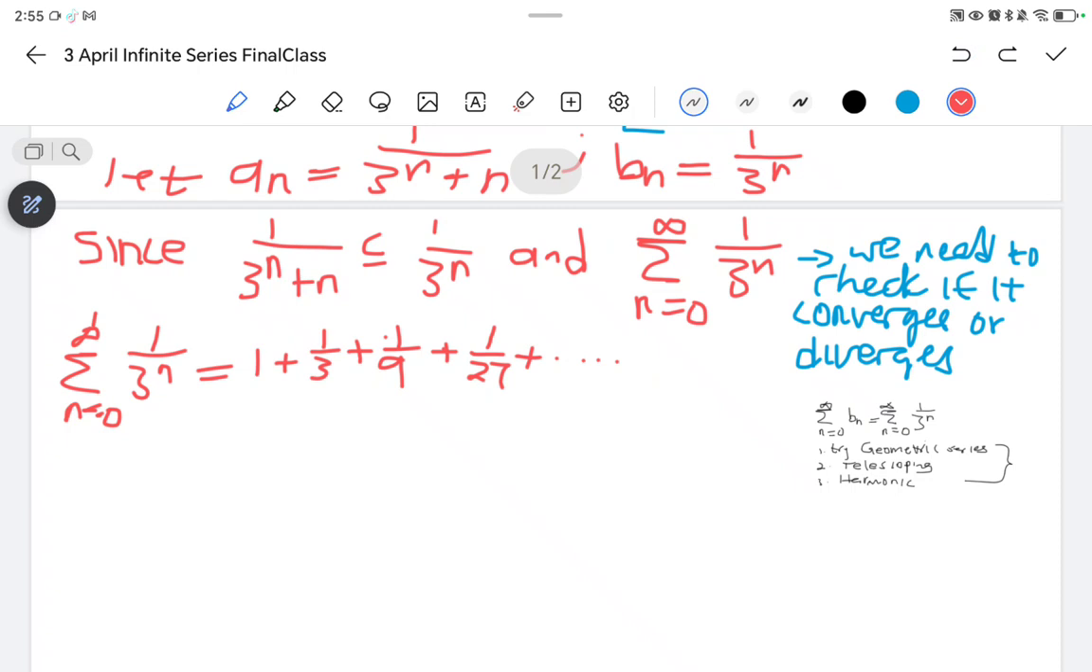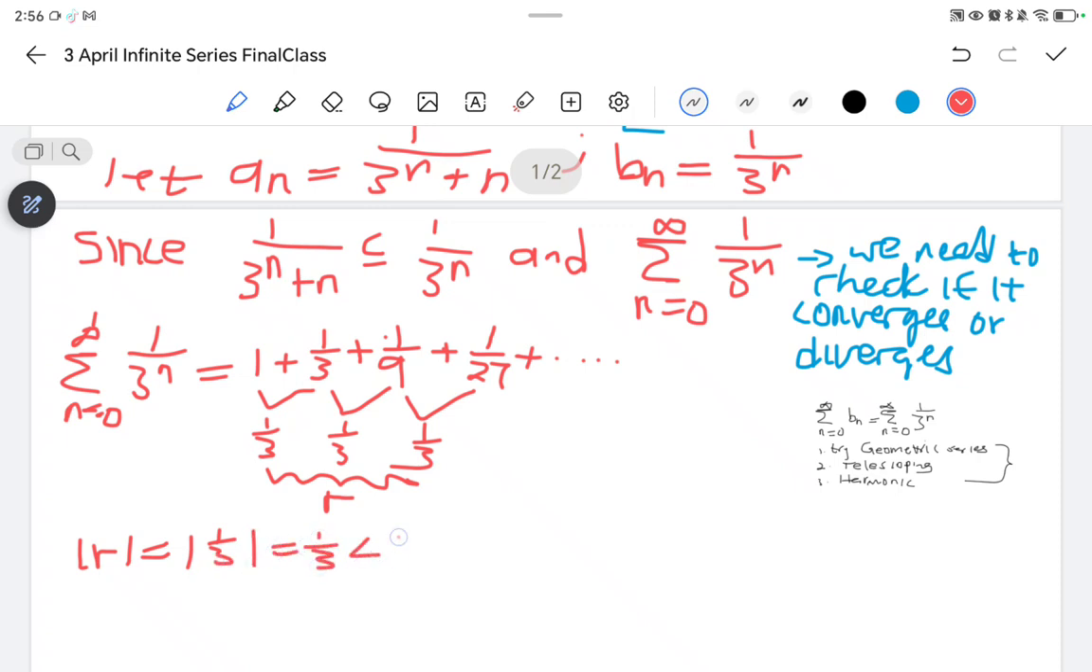So now we need to find r. So the question is, how do I find r? The ratio, I can find the ratio by saying 1 over 3 divided by 1 is 1 over 3. 1 over 9 divided by 1 over 3, it's 1 over 3. 1 over 27 divided by 1 over 9 is 1 over 3. So the ratio is the same. You see, right? Now I have to ask myself, is this convergent? So for convergence, the absolute value of r, which is equal to 1 over 3, should be less than 1 for this to be convergent. You see, right?